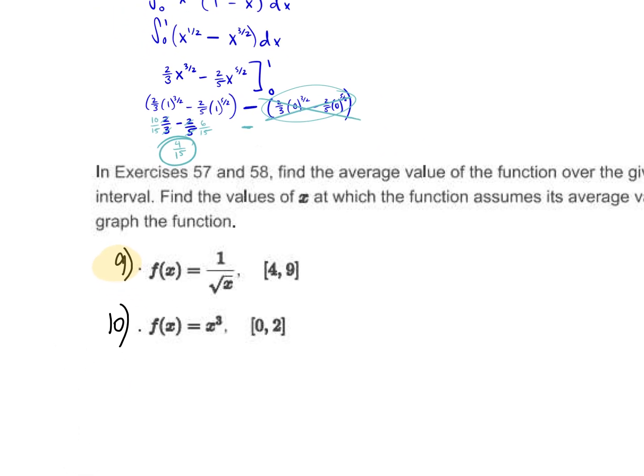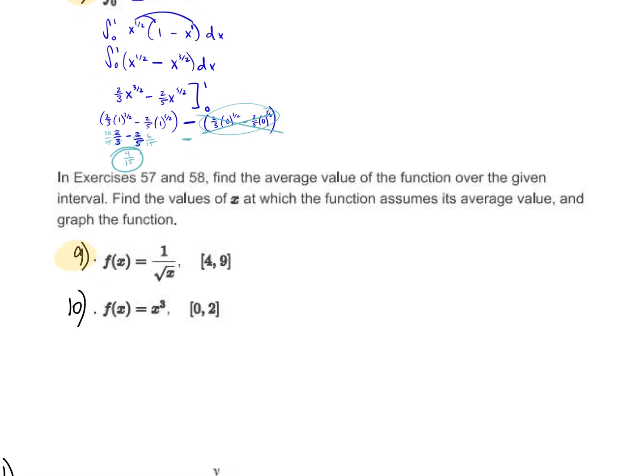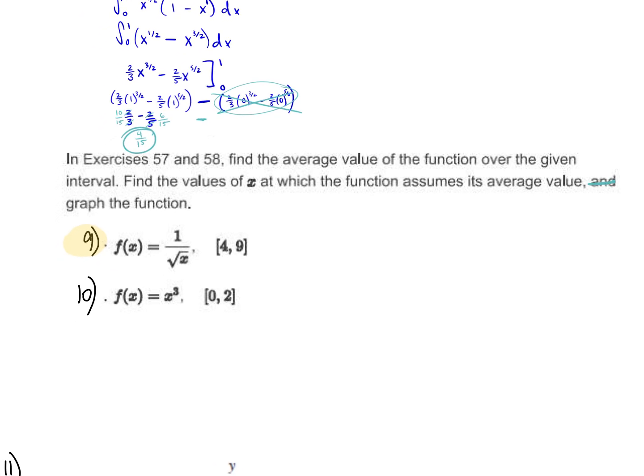Perfect. Let's do number 9. We want to find the average value of the function over the given interval. Find the values of x for where the function assumes its average value, and we're not going to graph it. So let's start by finding our average value. To find our average value, we're going to take our integral from 4 to 9 of 1 over square root of x.